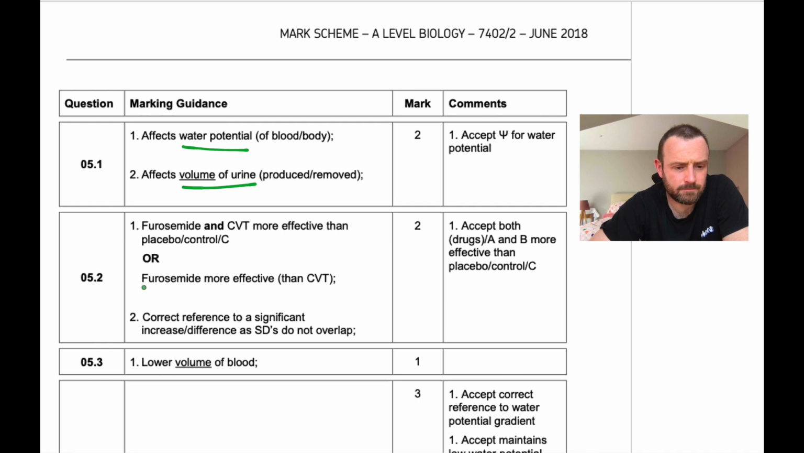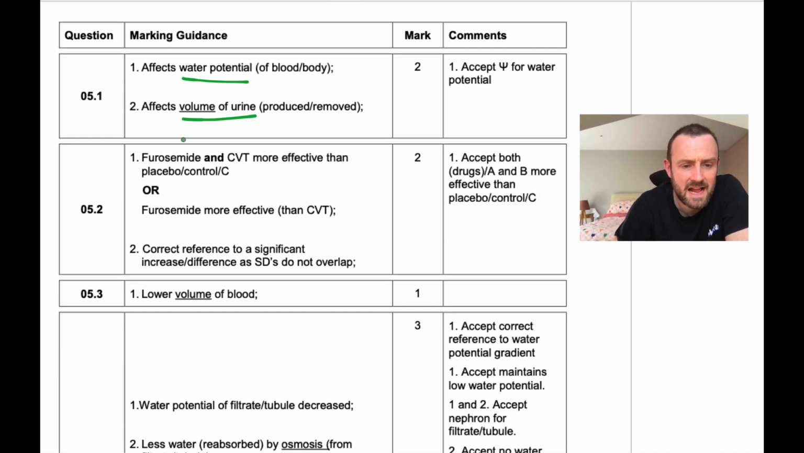Let's look at the mark scheme. Okay, so furosemide and CBT are effective. Furosemide is more effective than CBT. Yeah, difference as standard deviations do not overlap.